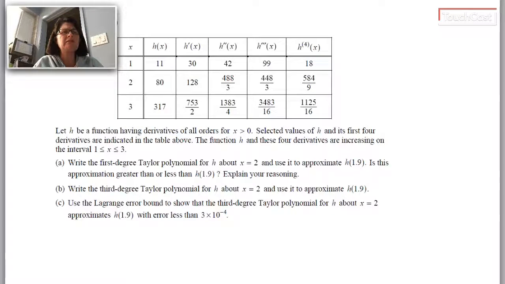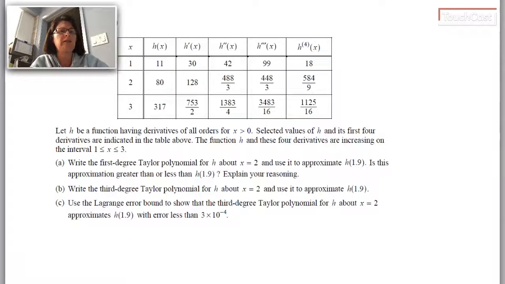You don't see this problem too often where they give a giant table of values with a bunch of derivatives, but it comes up occasionally. Part A asks us to write the first degree Taylor polynomial for h about x equals 2, and then use that to approximate h of 1.9. So just notice, first degree Taylor polynomial. First degree means degree 1, x to the first, linear. It's the same thing as the tangent line approximation.